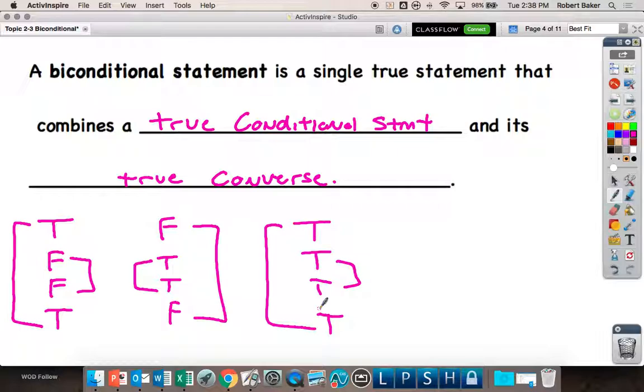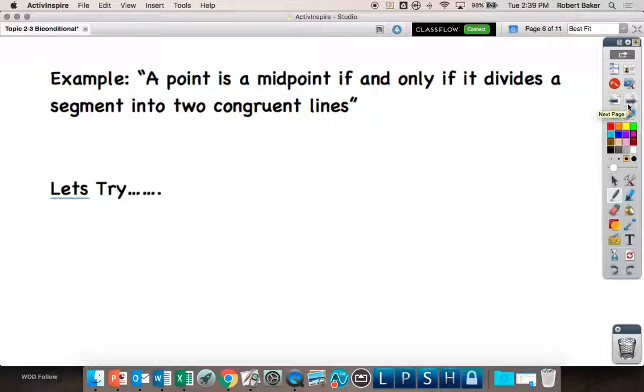Because definitions are always true, right? So here's an example. You don't have to write this, you just have to look at it. It says, a point is a midpoint if and only if it divides a segment into 2 congruent lines. Does that sound like a definition to you guys? Yes. Right. What is the definition of a midpoint? It cuts a line in half and makes 2 equal pieces.